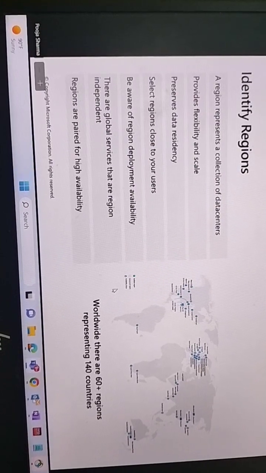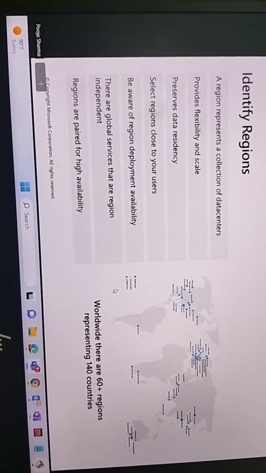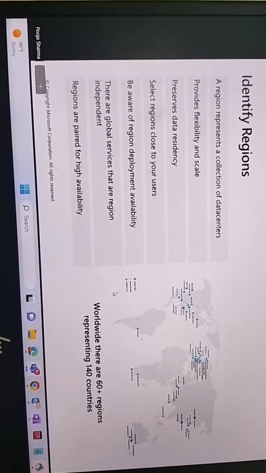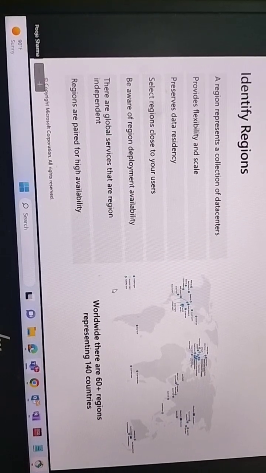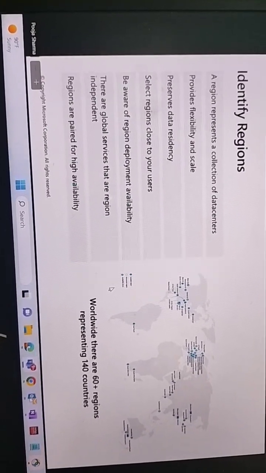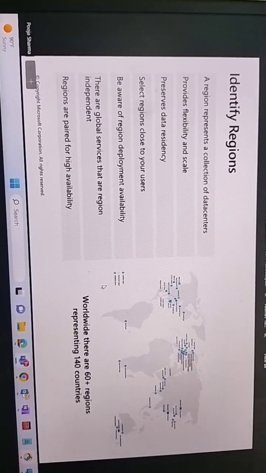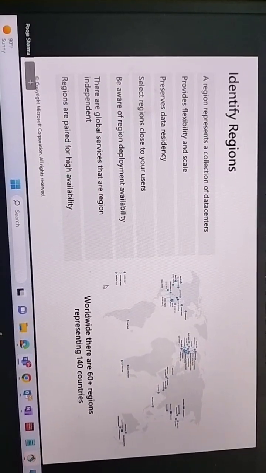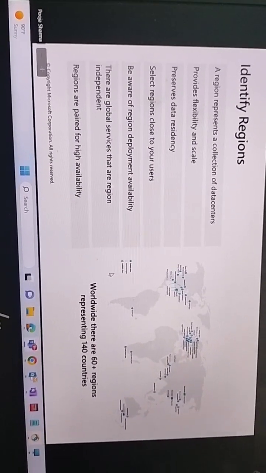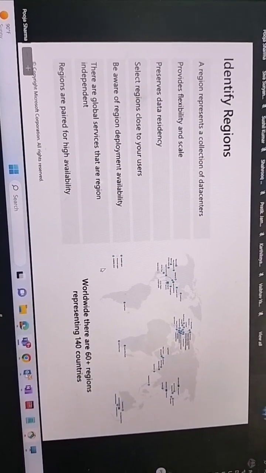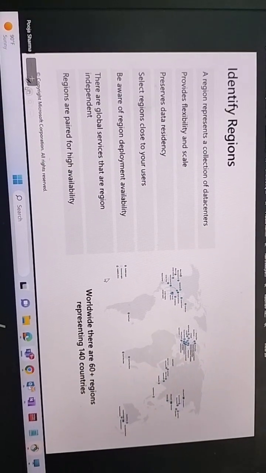As I told you guys, Microsoft Azure has a lot of data centers located throughout this globe, right? More than 60 regions representing 140 countries, where the data centers are organized. And these data centers are organized and made available to the users by using what, guys? By using the regions, right?